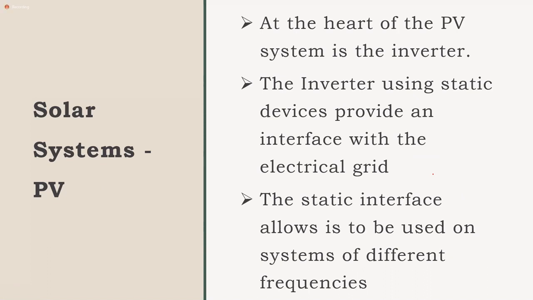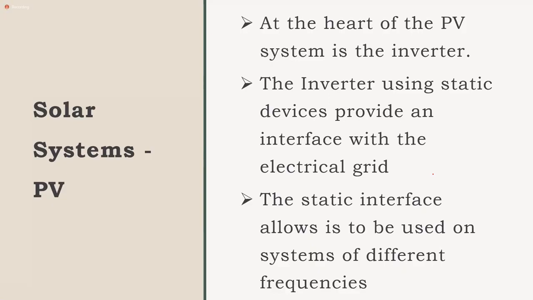at the heart of it is your inverter. And that inverter provides the interconnection with your power system or your grid. And one of the benefits of this is that because it's a static interconnection, you can use it with both 50 or 60 hertz. So if I buy an inverter in the US, I can use it in Jamaica at 50 hertz. I just have to go in and make the necessary settings in that inverter.